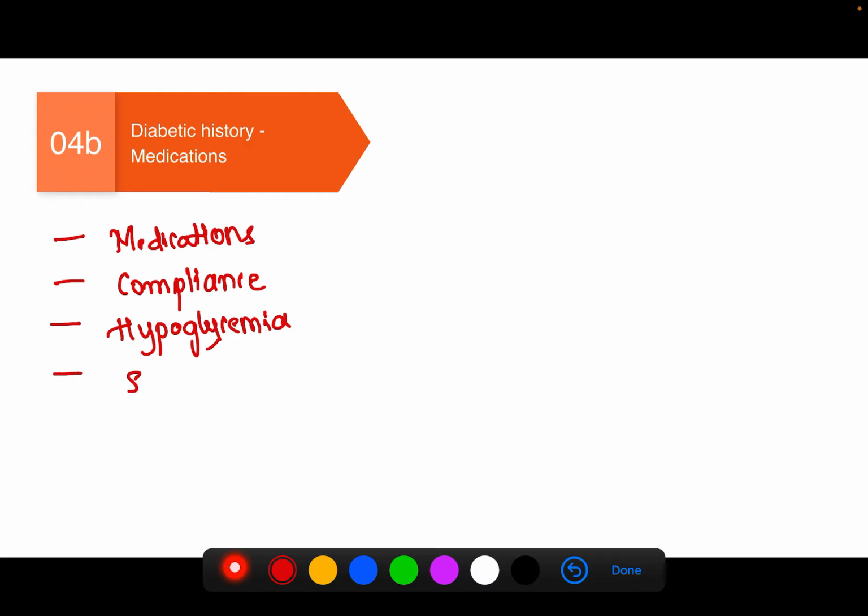Then, are they facing any side effects? They might have some side effects, maybe hypoglycemia. One of the major side effects may be hypoglycemia or weight gain or weight loss. Some SGLT2 inhibitors have the side effect that they might cause recurrent urinary tract infection. So you should ask about the tolerability of the medicines. Then you should ask if they are taking any alternative medications.